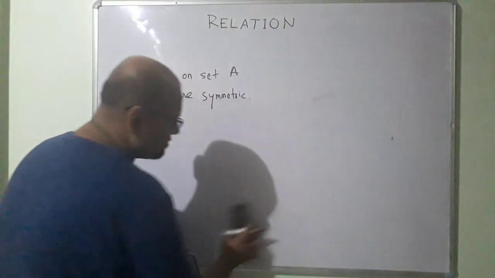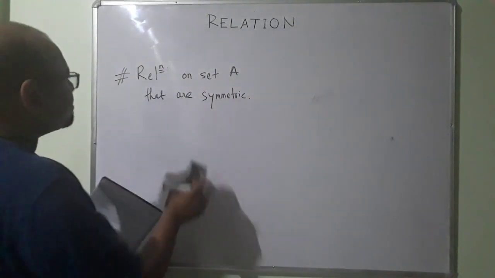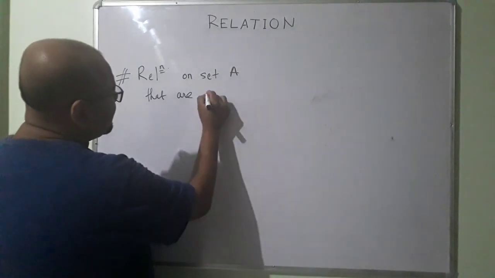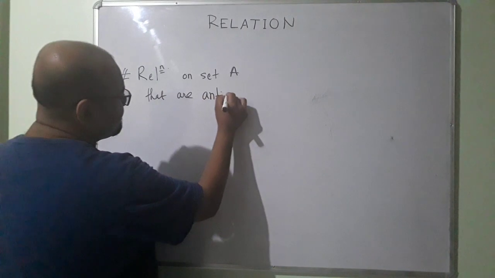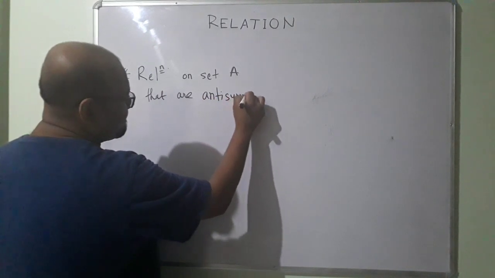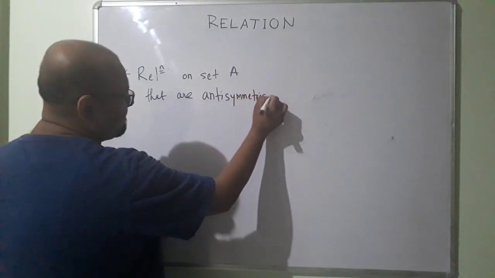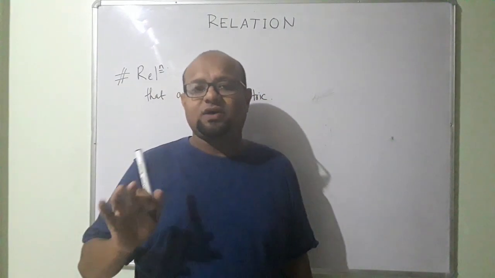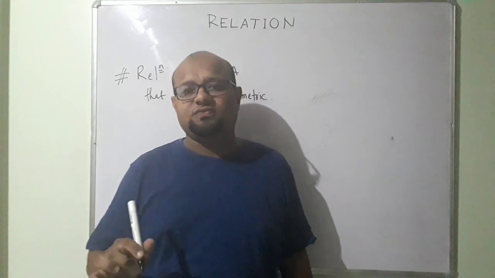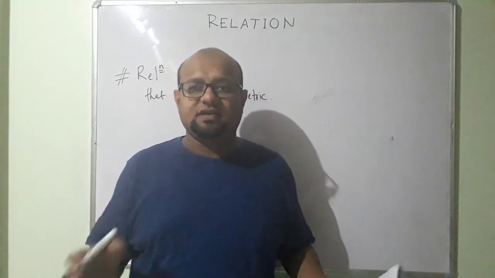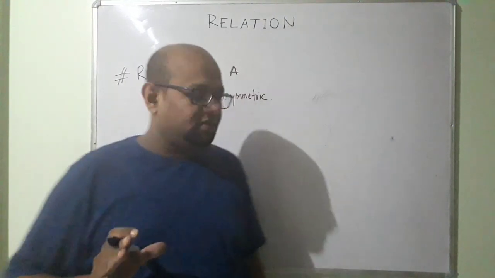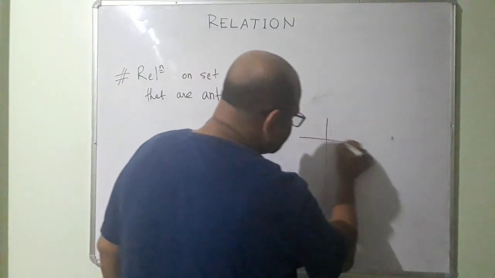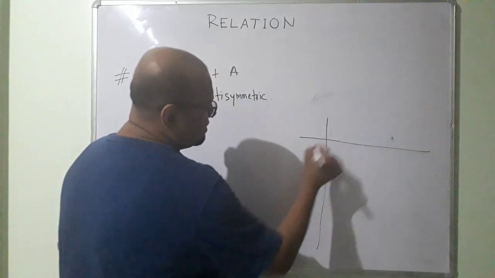Next, let us try to find out the number of relations on a set A that are anti-symmetric. Don't proceed if you have doubt in finding the number of relations that are symmetric. You have to be clear with that. Now let us try to find the number of relations that are anti-symmetric.